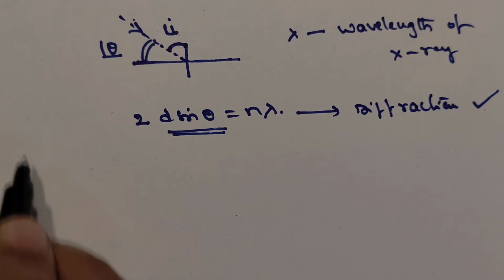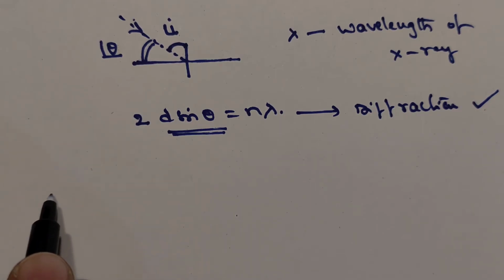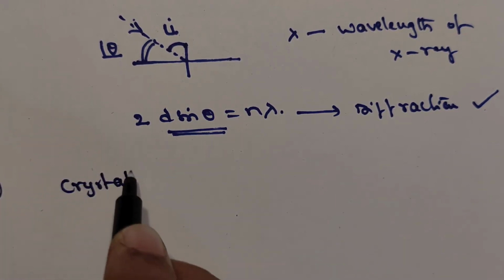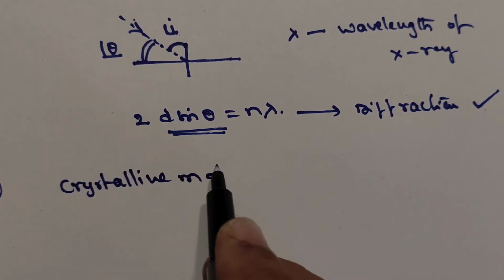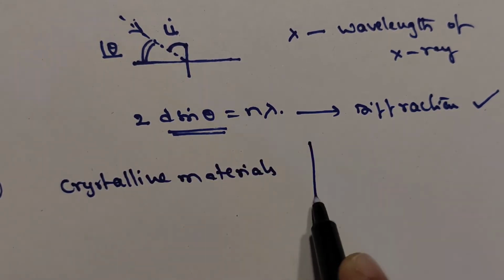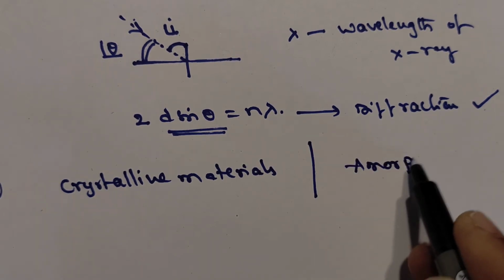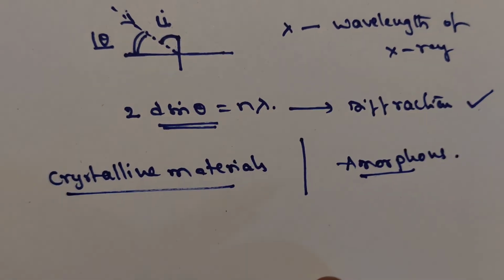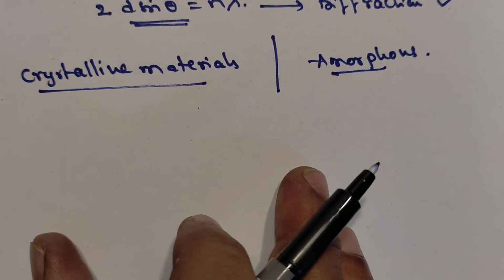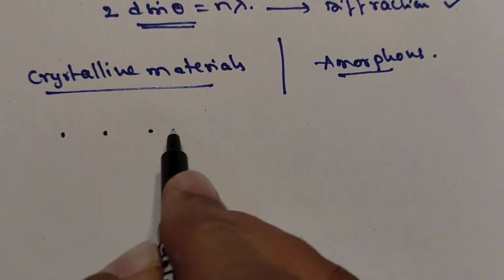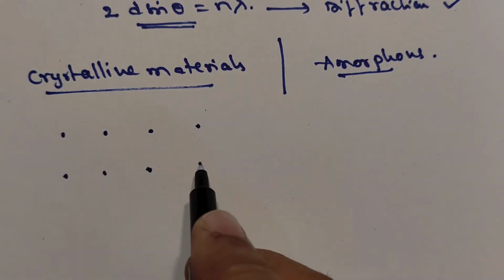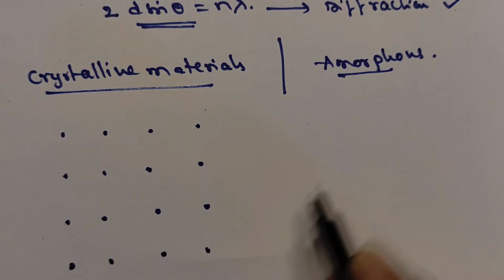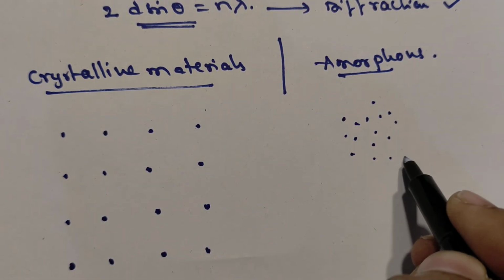X-ray diffraction can be applicable for crystalline materials. That is, it can differentiate crystalline and amorphous materials. First, we should understand the meaning of crystalline and amorphous materials. In crystalline materials, a regular, periodic arrangement of atoms is possible, while in amorphous materials, the pattern is irregular.